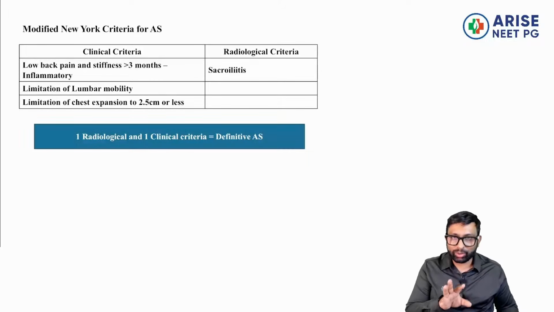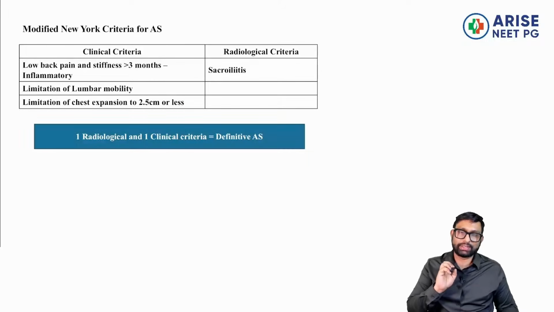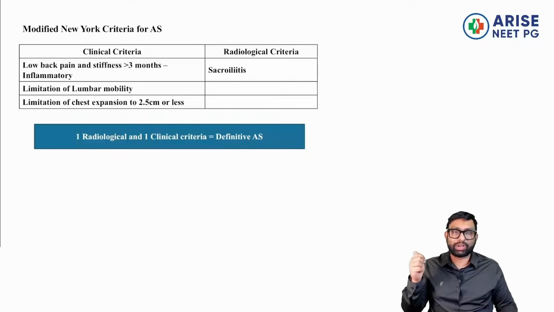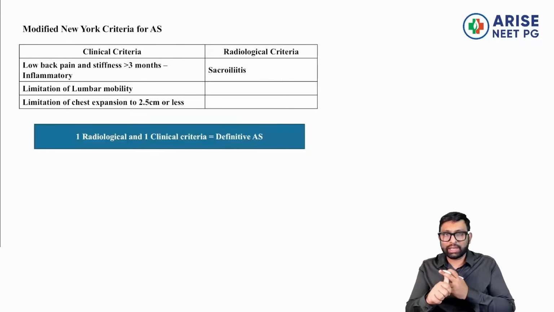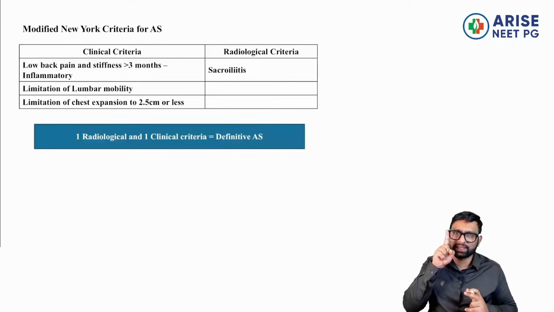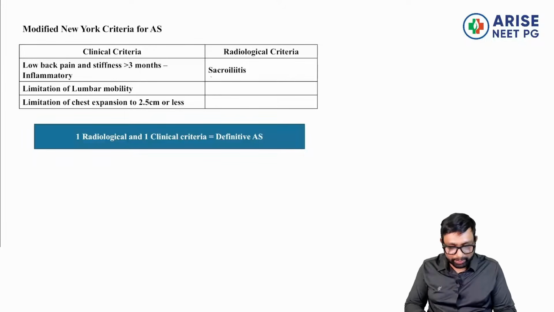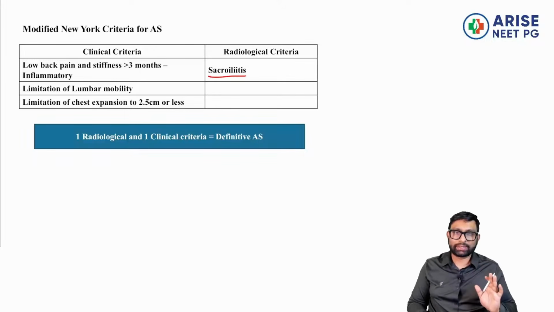Now, how do you diagnose a patient with ankylosing spondylitis? If a clinical question comes where they want you to diagnose ankylosing spondylitis, you have to use something called the modified New York criteria, where radiologically you have to pick up one sign, only one sign, the most important one, that is bilateral symmetric sacroiliitis.